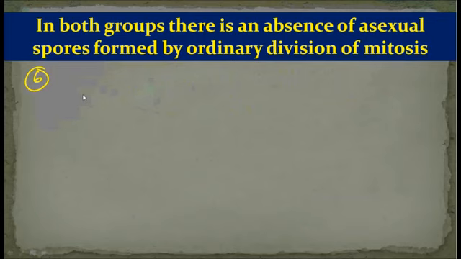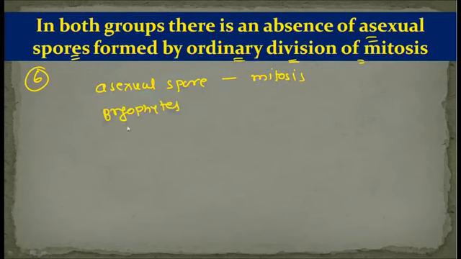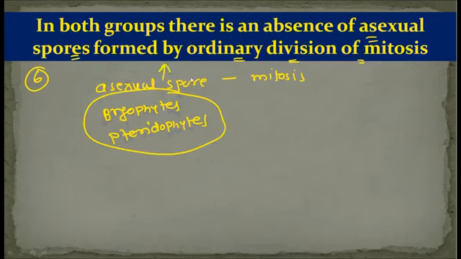The sixth similarity between the two groups is that in both groups there is absence of asexual spores formed by the ordinary division of mitosis. These asexual spores, which are formed by the ordinary division of mitosis, are not shown either by the bryophytes or by the pteridophytes. All right. Both these groups do not show the asexual spores formed by the ordinary division of mitosis. So this is the very important sixth point, which shows the similarity in bryophytes and pteridophytes, that both do not show the asexual spores.